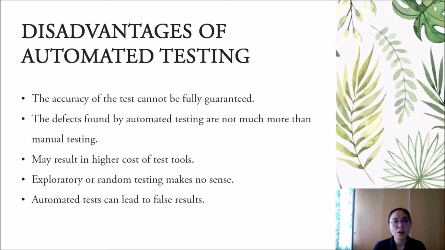Second, the defects found by automated testing are not much more than manual testing. Automated testing is almost impossible to use to find new defects. Most of it is used to find whether the defects that have already been found reappear under each new version, and automated testing is more suitable for defect prevention rather than finding more defects. The biggest use of automated testing is regression testing.